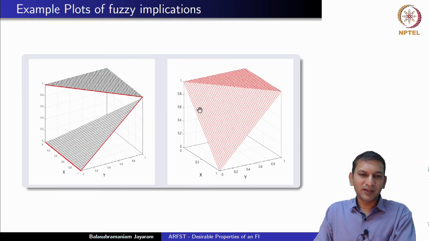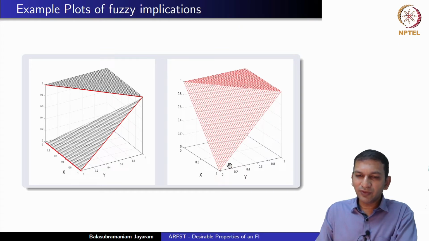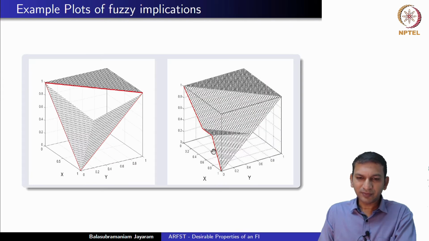Now let's look at the plots of some fuzzy implications. This is the Gödel implication. Now when you look at y is equal to 0, that is essentially the bottom boundary, you see that at 0 it is 1 and in the rest of the places it is 0. And in the case of the Łukasiewicz implication, which is on the right, you see that there is actually a continuous graph here, linearly falling from 1 to 0.